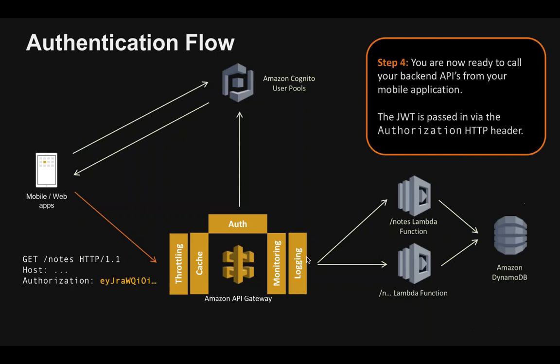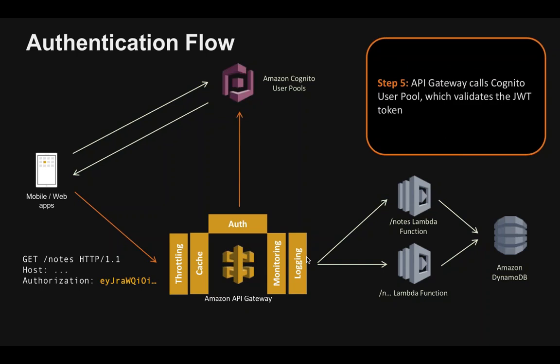Once you've got that JWT token back from Amazon Cognito, your application will insert that in the authorization header of the request to API Gateway. For example here, we're running a get method on /notes, so we want to get all the notes. And we've put the JWT token that we got back from the Amazon Cognito user pools in the authorization field.